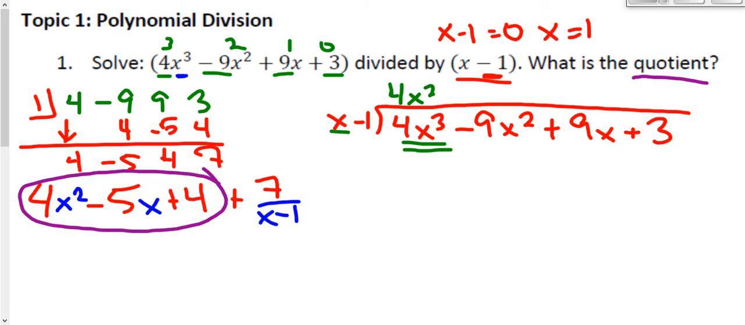So now that I've picked the number from out in front, what I'm going to do is distribute this 4x squared. I'm going to distribute it to both of the numbers that are in front of my radical.